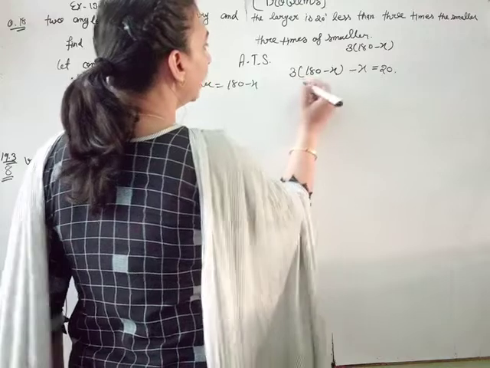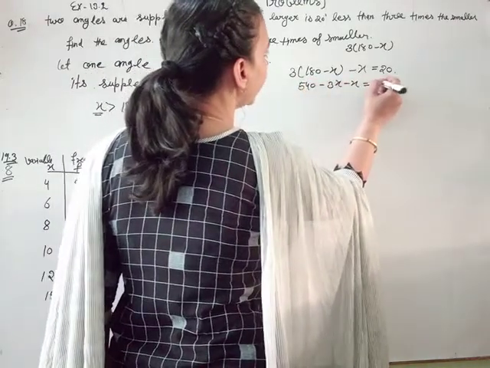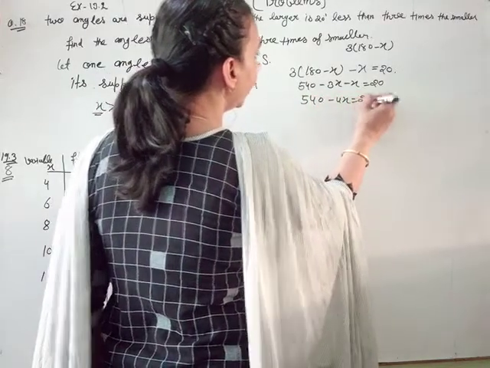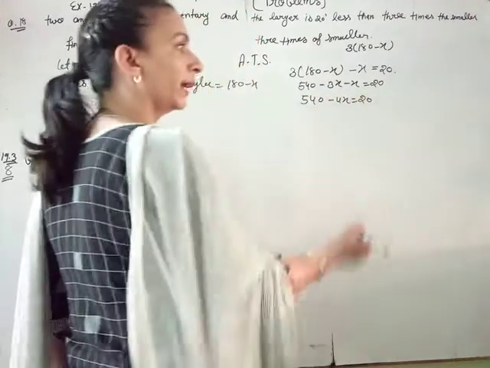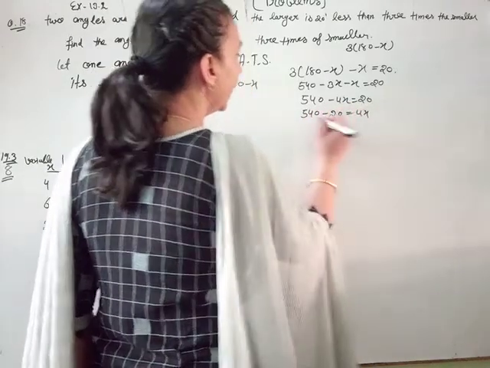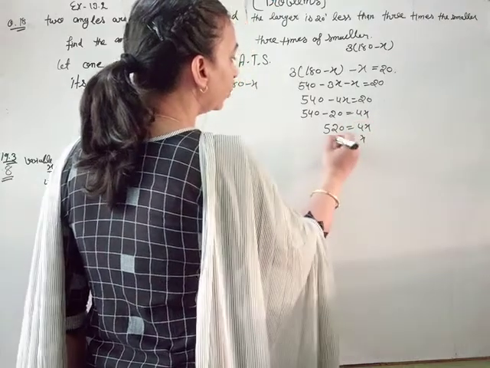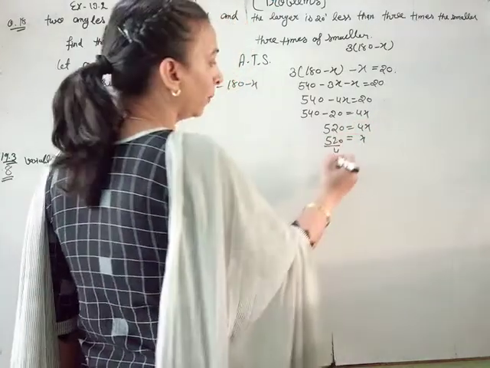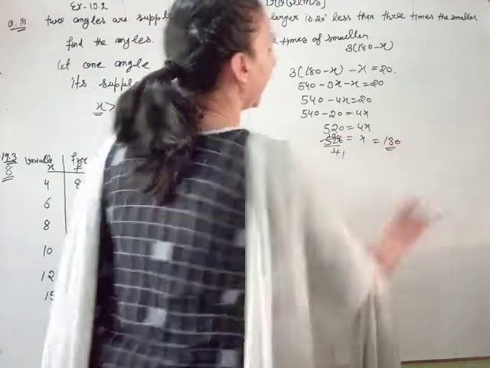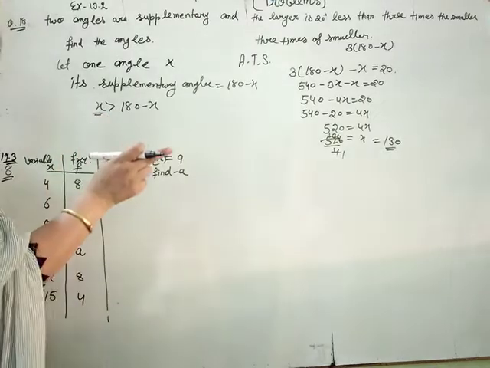Then 3 into this equals 540 minus 3x, minus x equals 20. So 540 minus 4x equals 20. Taking 4x to the right side, 540 minus 20 equals 4x, so 520 equals 4x, and x equals 520 divided by 4, which is 130. So x equals 130, and the greater angle is 130 degrees.